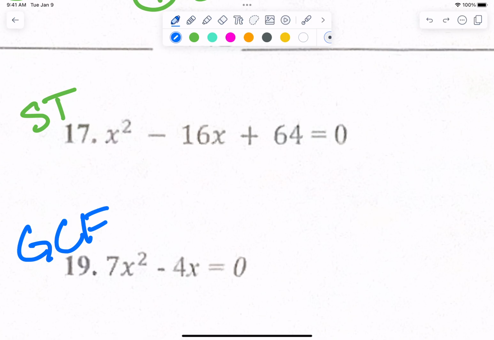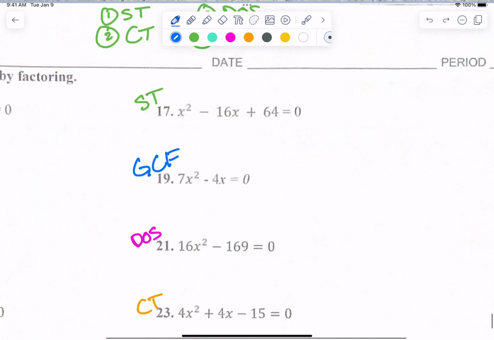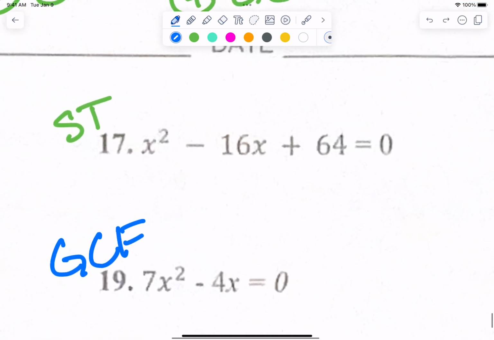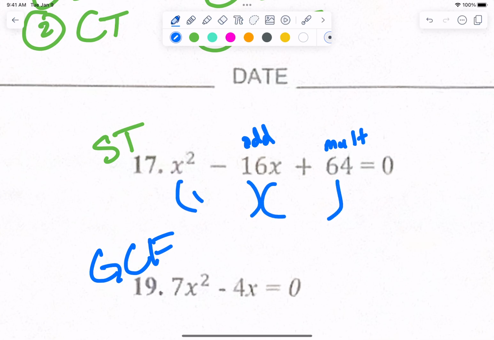All right, let's do the right column. We're going to do 17, 19, 21, 23 together, and then you do the other ones by yourself. This is a simple trinomial. What multiplies to 64 and adds to negative 16? Owen said, multiply to get 64, add to get negative 16: negative 8, negative 8.